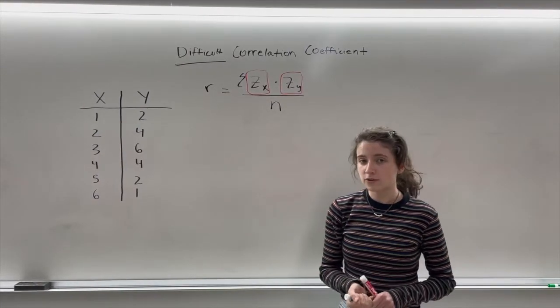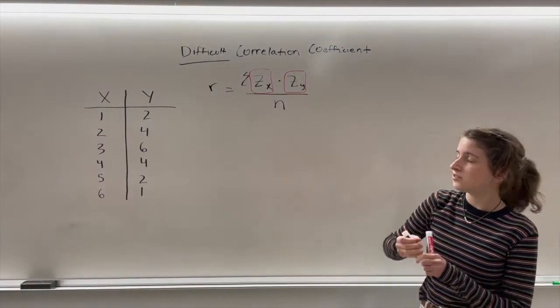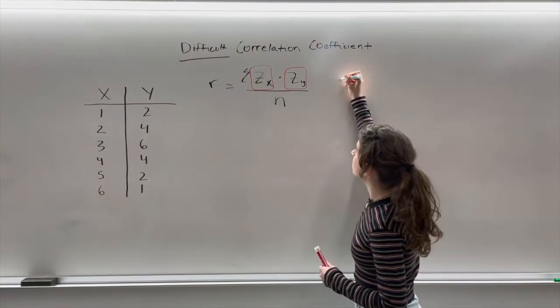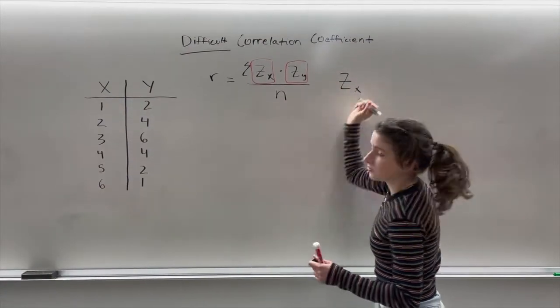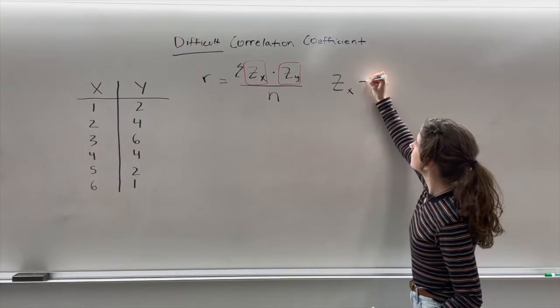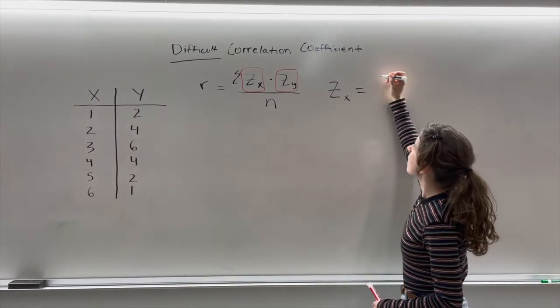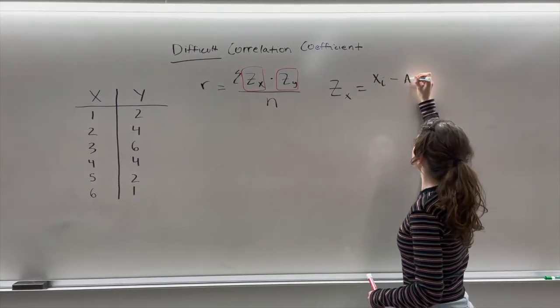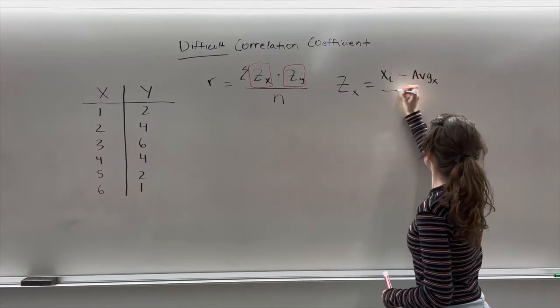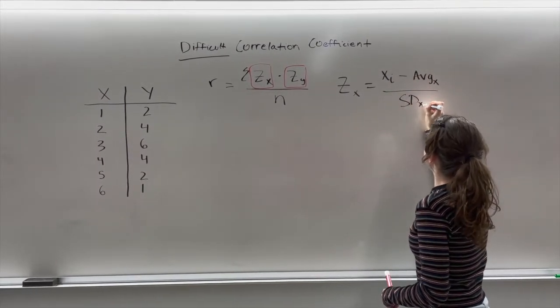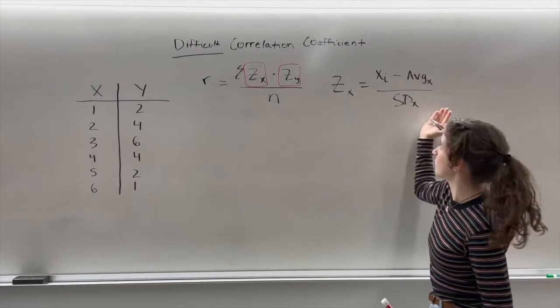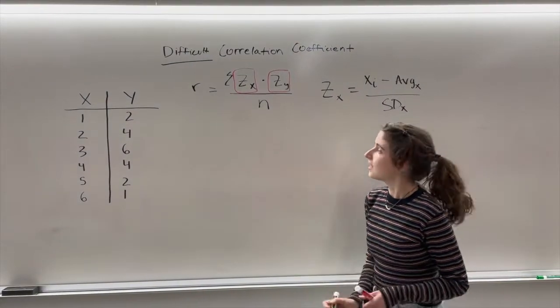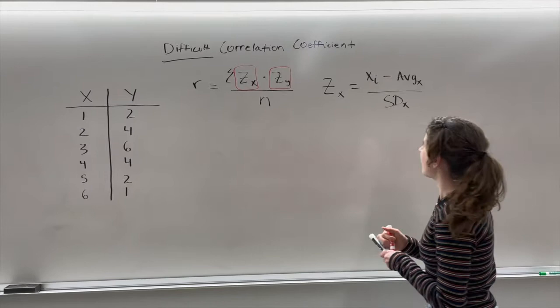And to go a step further, how can we find zy and zx? Look at the equation for a z-score. To find any zx, you do the value you have minus the average for x over the standard deviation for x. And it's the same thing for y. You just switch the x with the y. And so what do you not have here?